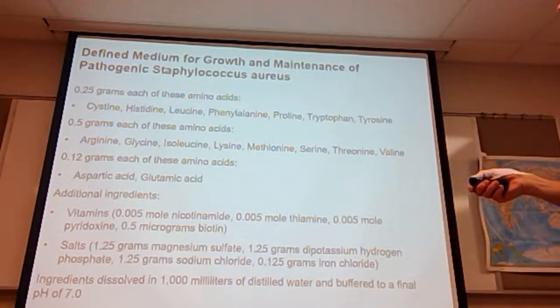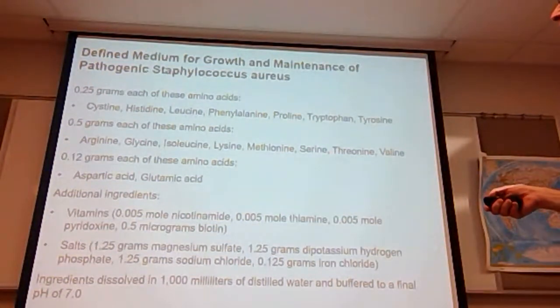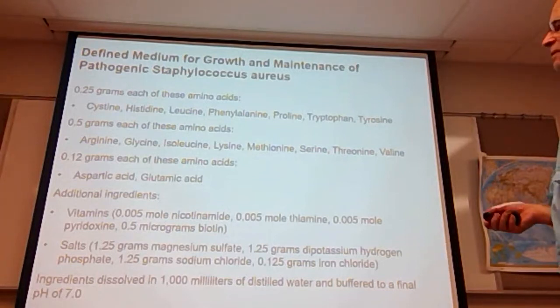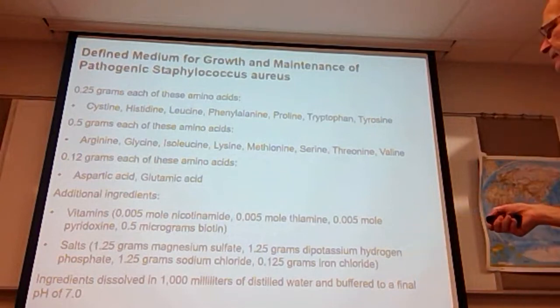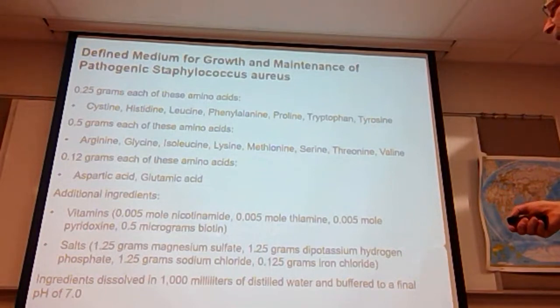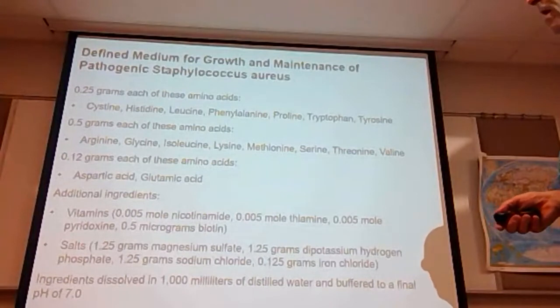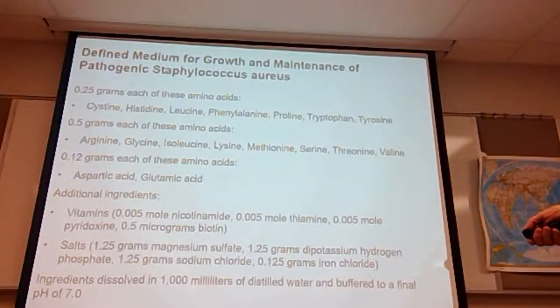It will contain half a gram each of these amino acids. It will contain 12 1/100 grams of each of these amino acids. And then there are additional ingredients, vitamins: thiamine, nicotinamide, pyridoxine, and micrograms of biotin. There will be certain salts. All of these ingredients will be dissolved into 1,000 milliliters of distilled water.